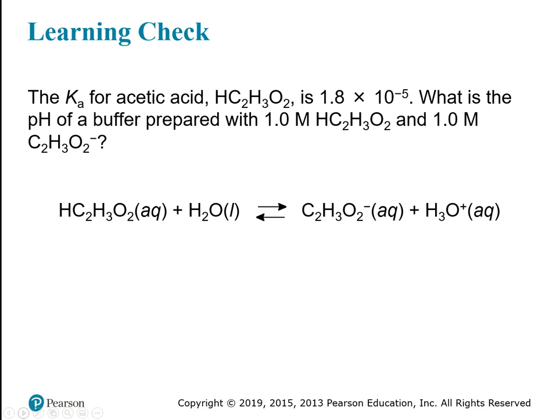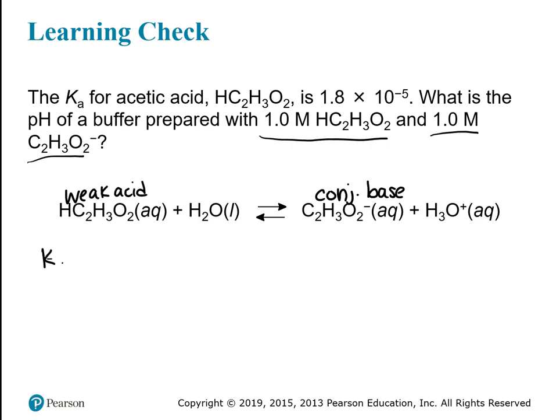So let's do a practice. The Ka for acetic acid is 1.8 times 10 to the minus 5. What is the pH of a buffer prepared with 1 molar acetic acid and 1 molar conjugate base? They give us the equation here so that we see, okay, this is the weak acid, this is the conjugate base, and we can write our Ka, our dissociation expression.